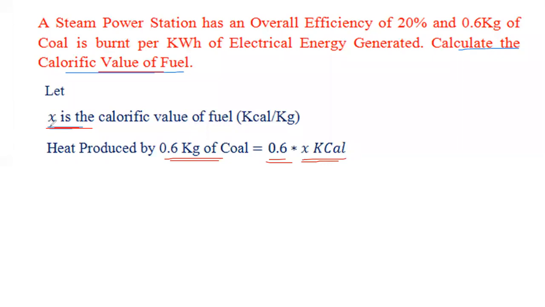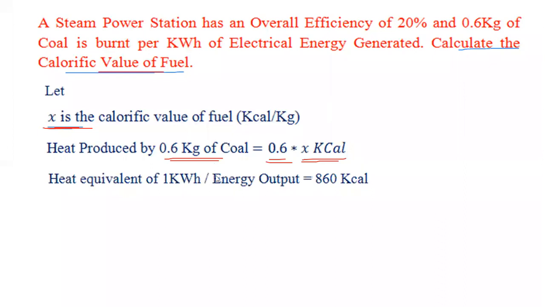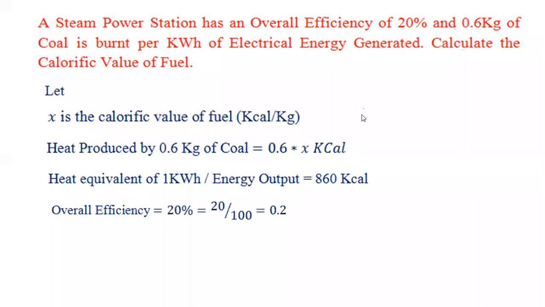Here I have taken x as the calorific value. Already we know that the heat equivalent of 1 kilowatt hour of energy output, 1 kWh, is a constant value, that is 860 kilocalorie. And the overall efficiency given in the problem is 20%. 20% means 20 by 100, so we get 0.2.